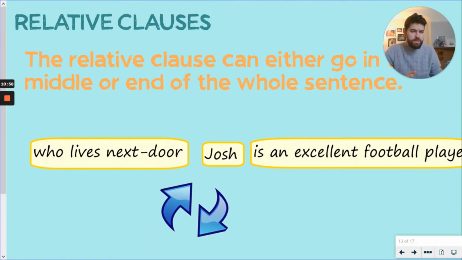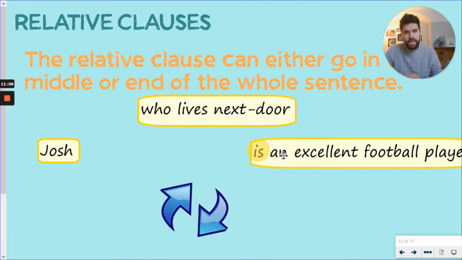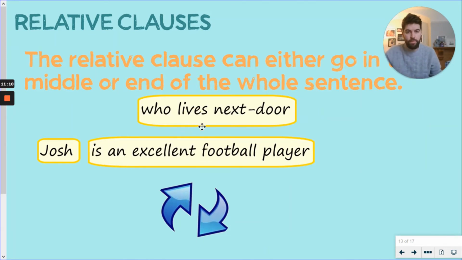Now, in those examples, the relative clause was in the middle of the sentence, but it doesn't always have to be. Let's look at this example. Here, the main clause is Josh is an excellent football player. That's the main clause of the sentence. Who lives next door is some added information about Josh in a relative clause. Now, where it goes, sometimes there's only one place it can go, or sometimes it's a choice. It's either going to go in the middle or at the end.